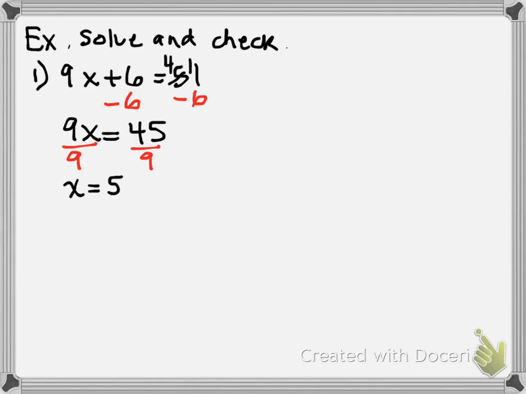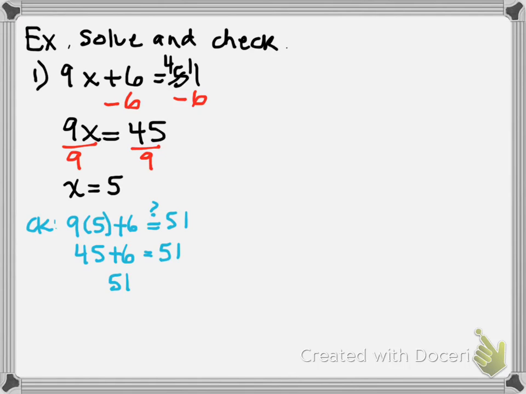So to do the check, I'm going to see if 9 times 5 plus 6 would actually give me 51. So I get 45 plus 6 is 51, and 51 equals 51. So that verifies, yep, your answer is going to be x equals 5. Okay?